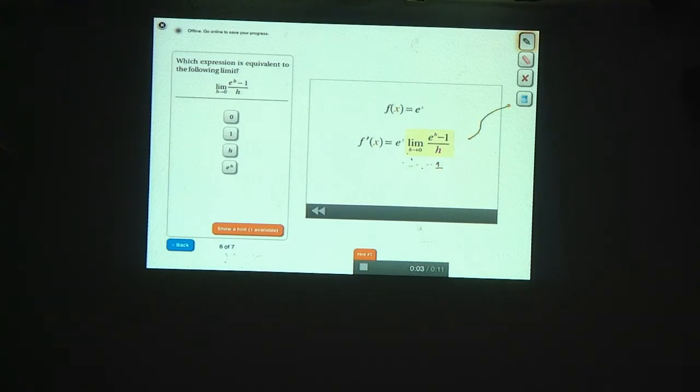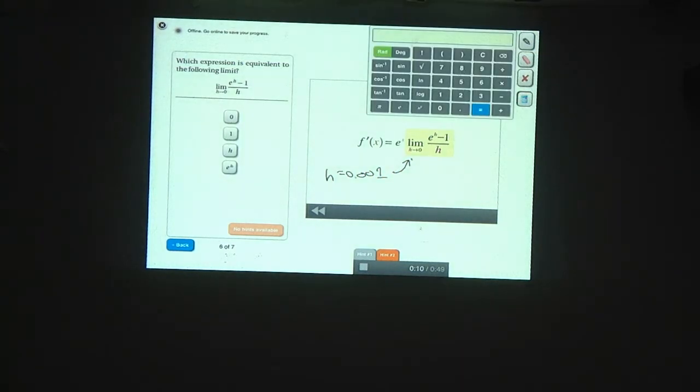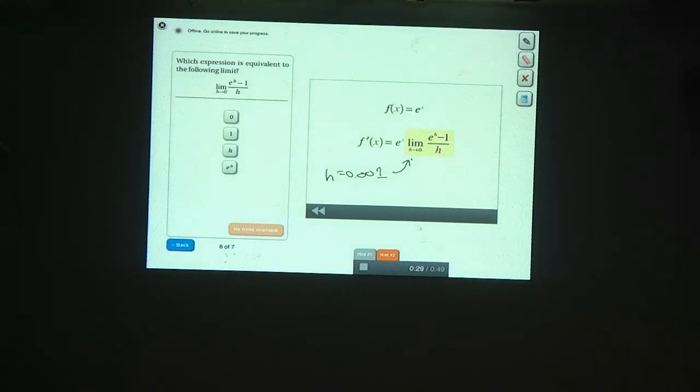To figure out this limit, why don't you try putting in a very small value for h? Say h equals 0.001, and use the calculator. If we plug in h equals 0.001 into that expression over there, we get e to the 0.001, and we want to subtract 1 from it, minus 1, and finally, we want to divide it by 0.001. That gives us 1.0005. So if we put h equals 0.001 in, this expression here becomes 1.0005. If we put in an even smaller value for h, we'll find that this gets closer and closer to 1. So that's our limit.